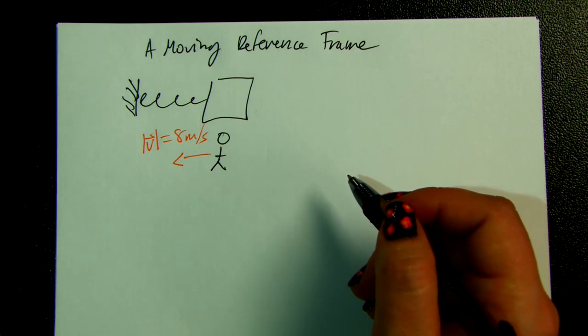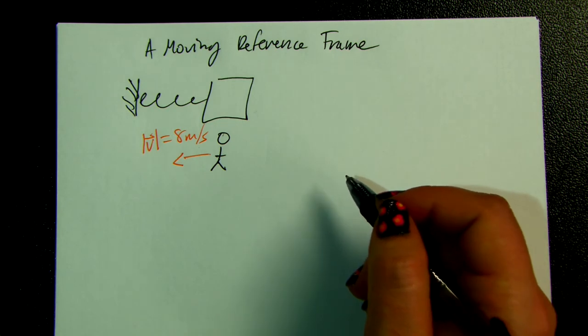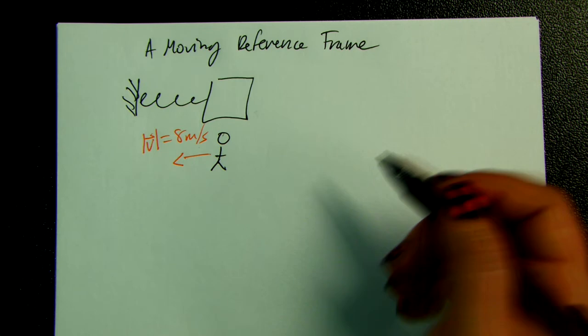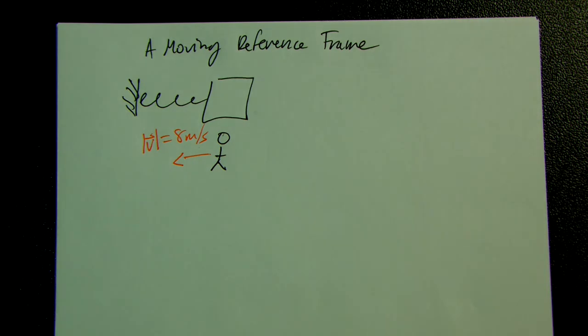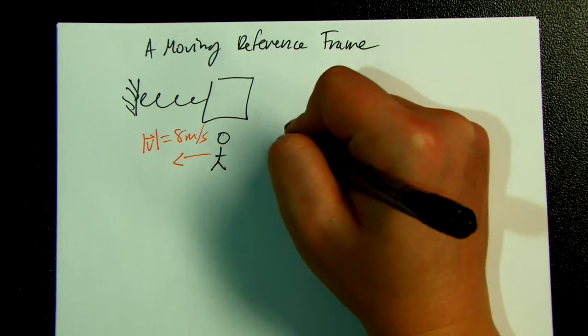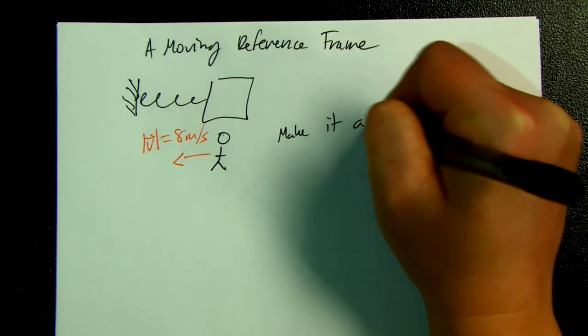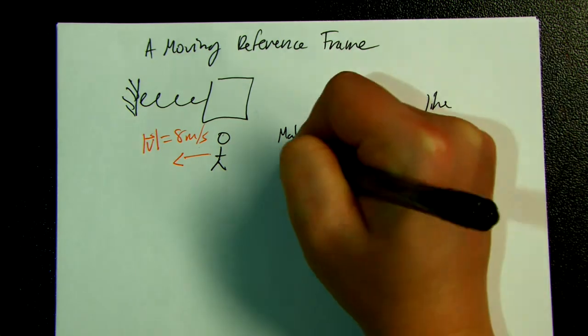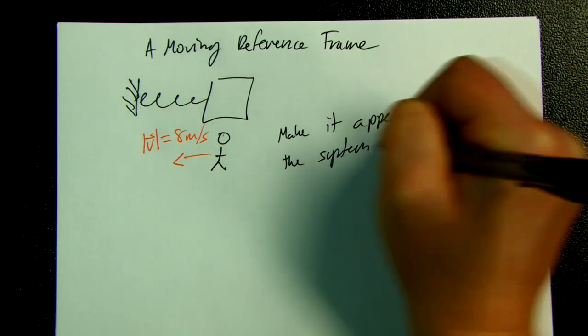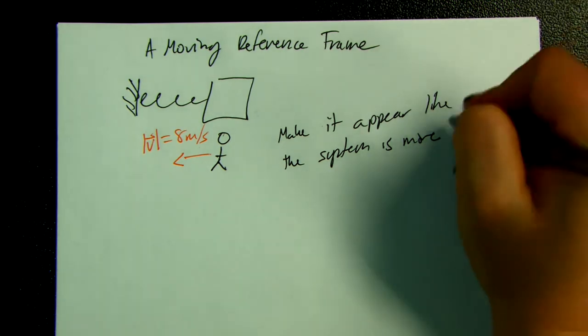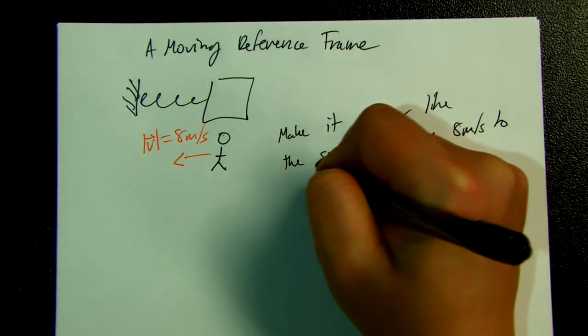It's like if you have ever been to a city where there's a metro or an underground, and you're sitting in a train and there are 2 trains and you're looking out the window and you see motion. You don't know if you're the one that's moving or if the other train is moving, particularly if there's no acceleration for you to feel those kinesthetic sensations. So it makes it appear like the system is moving 8 meters per second to the right.